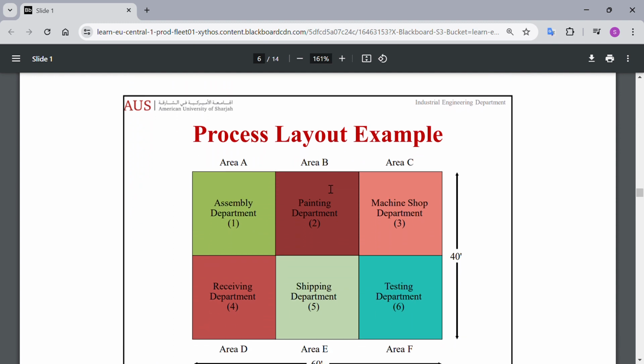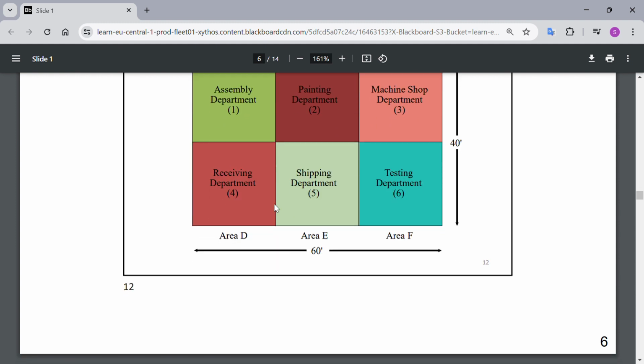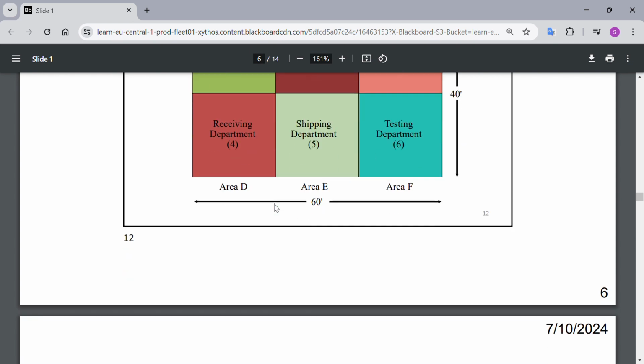The process layout example has area A, area B, area C. This is our 60 by 40 room, and we also have area 1, which is the assembly department, area B, the painting department, area C, the machine shop department. We have the receiving department, shipping department, testing department. These are all the departments in our little factory. Well, it's not a little factory, it's 60 by 40.